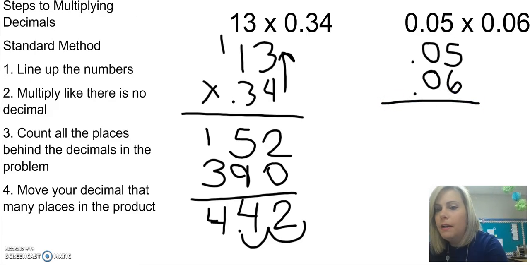I multiply my 5 and my 6. 5 times 6 is 30.